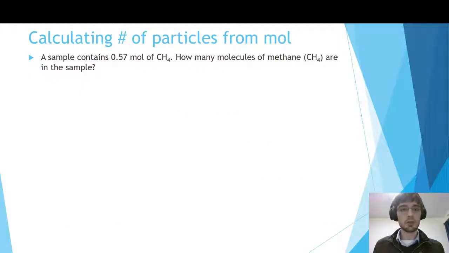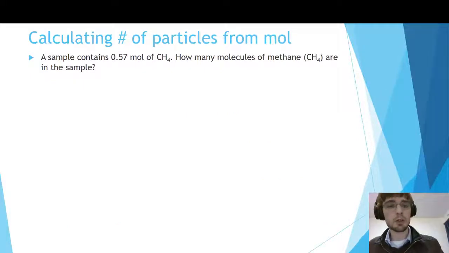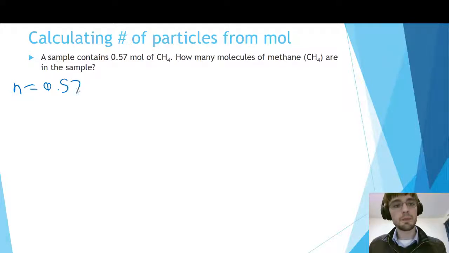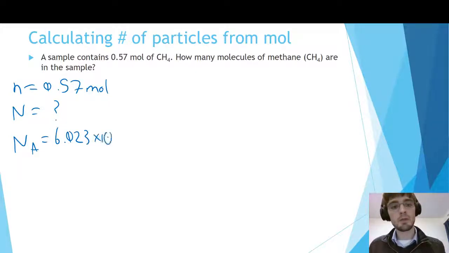All right, so you should be able to do the reverse calculation as well. So in here, I've told you an amount of mole of methane and asked how many molecules of methane are in the sample. So again, I'm going to write out my information. I've got 0.57 mole of methane. The number of particles, I don't know. And Avogadro's constant, I do know. Molecules per mole.